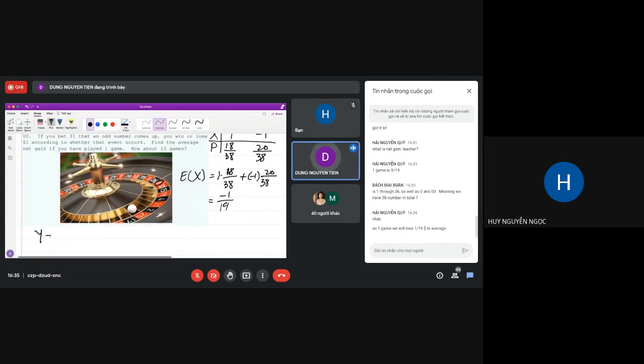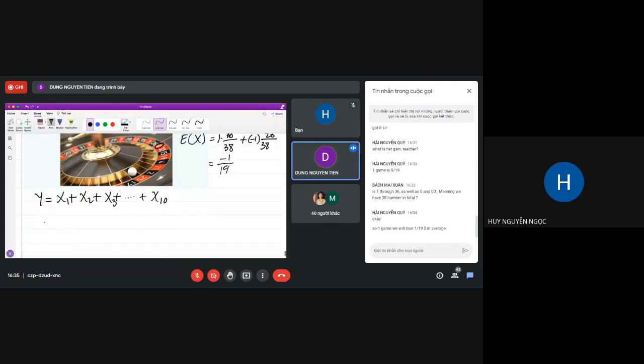Now suppose that Y is your net gain in 10 games. Then X1 is what you can win in the first game, X2 is what you can win in the second game, X3 is what you can win in the third game, and so on. X10 is what you can win in the last game. Then your net gain will be X1 plus X2 plus X3 up to X10, right?